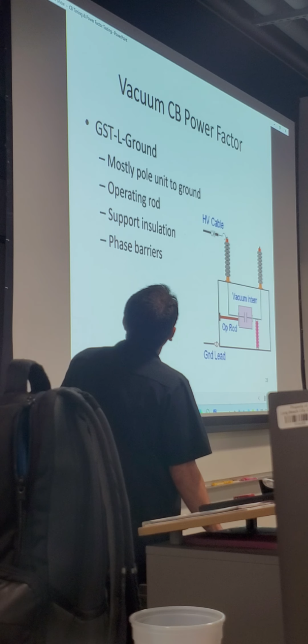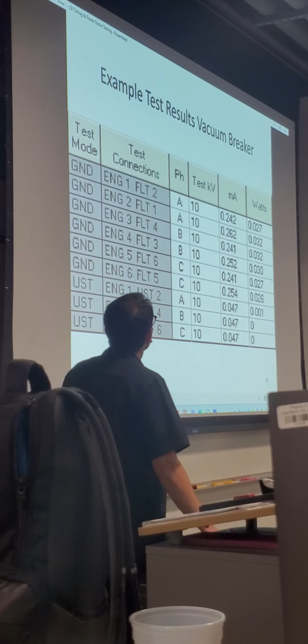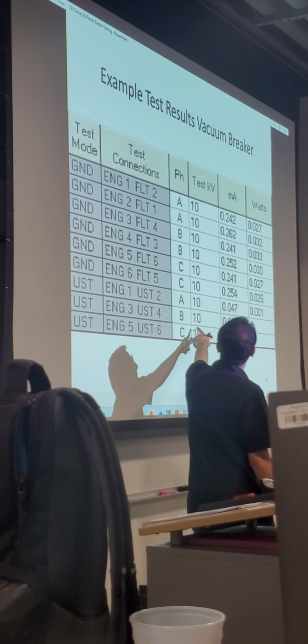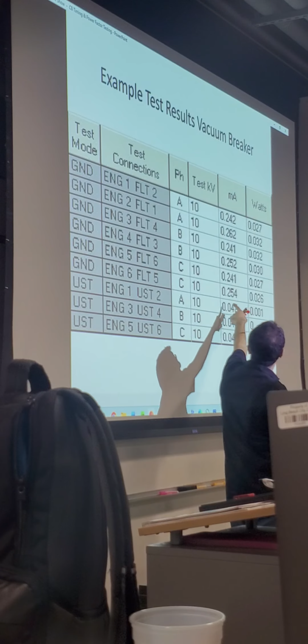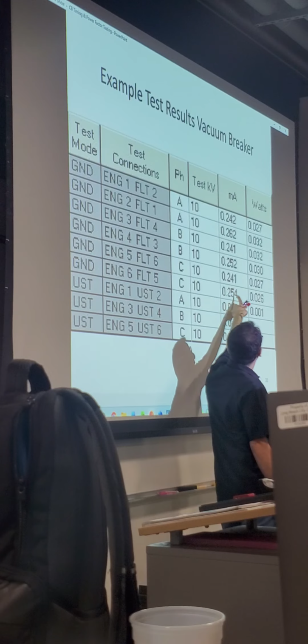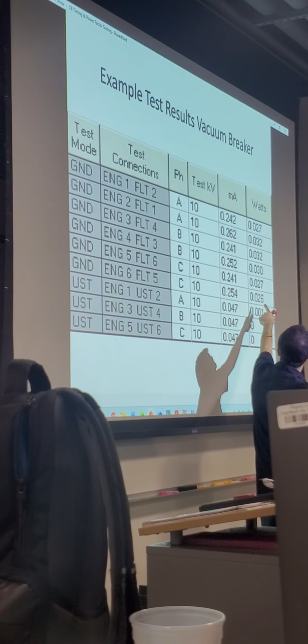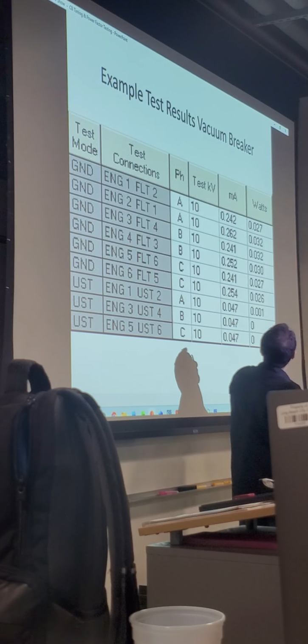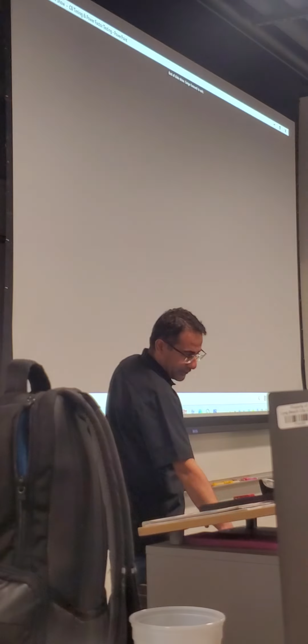These are for vacuum breakers, similar to air breakers. These are example test results, and you see the test voltage is 10 kV. These are milliamps. Even in milliamps, you're gonna see 0.2. So we are looking at 254 microamps. So very small leakage current, and these are the watt losses on the insulation.